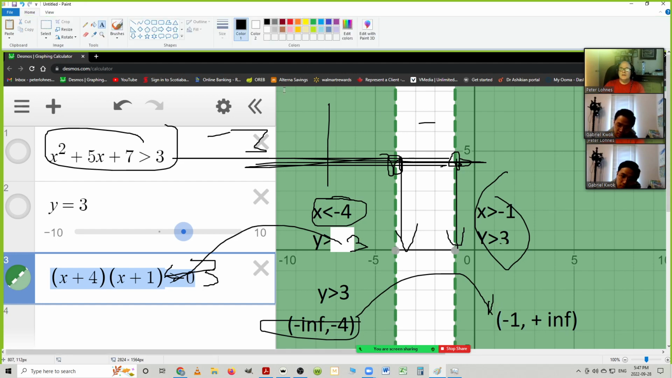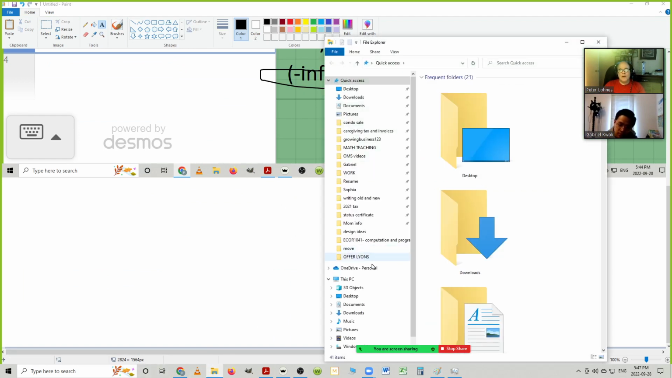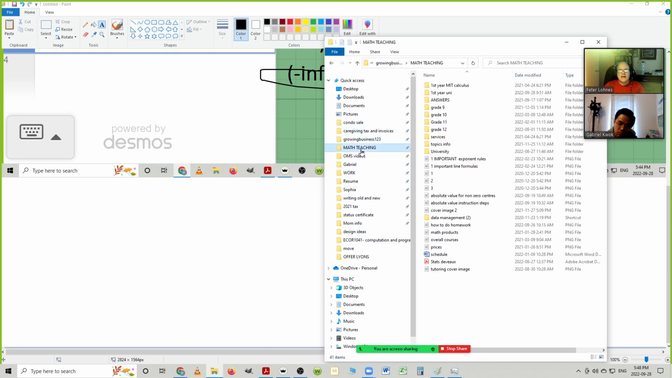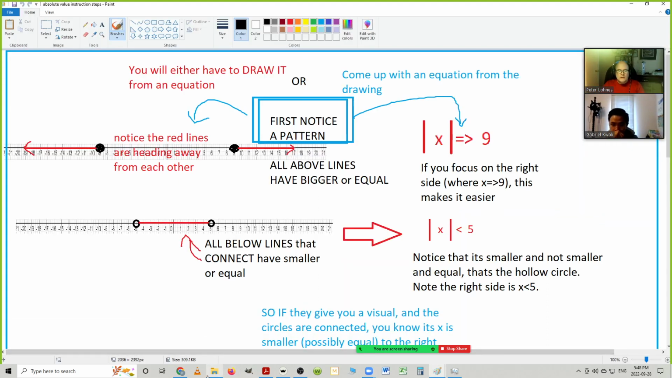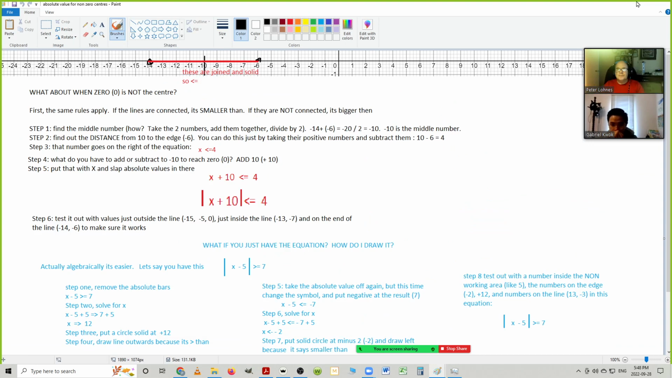Now, unfortunately, number lines are a thing, but let me just show you a handy, easy way of doing number lines that is less headache. So I just got to pull up, let's see if I have it. Absolute value, yeah, there we go. Absolute value instructions and steps. So we'll just click that one and skip non-zeros for now.